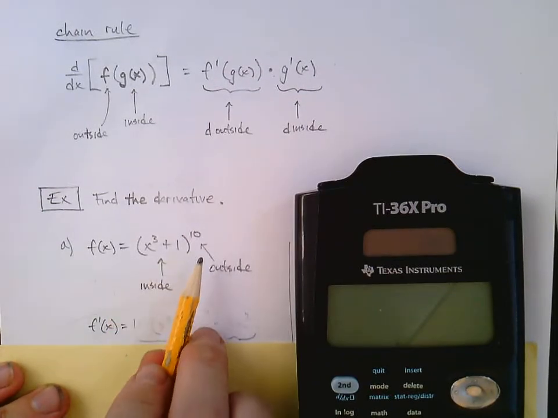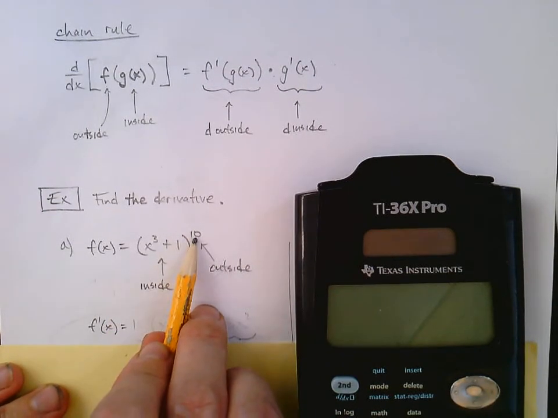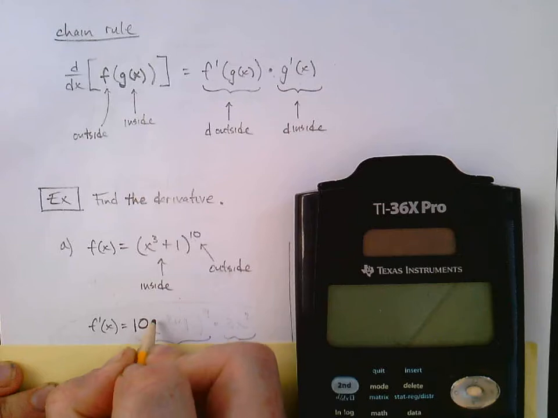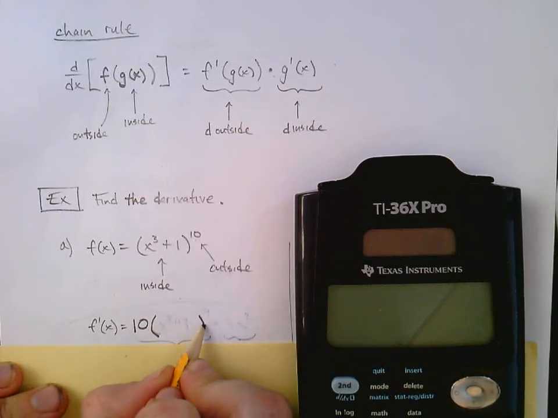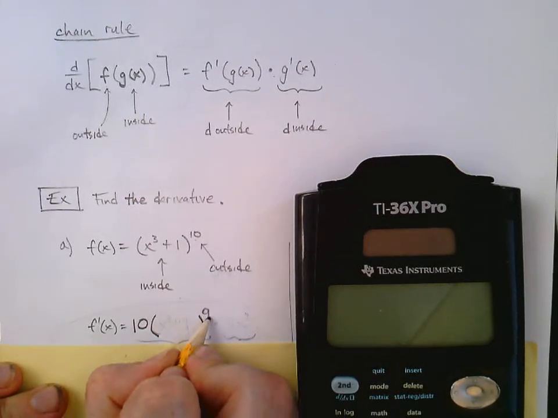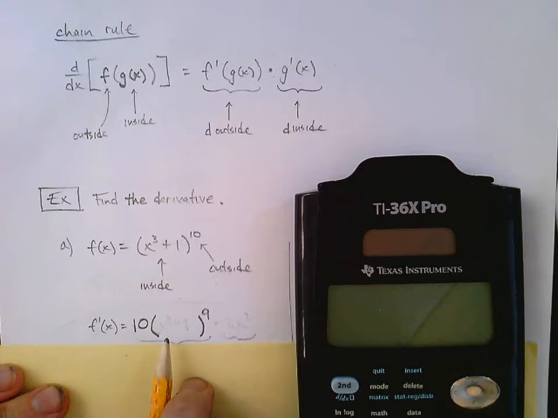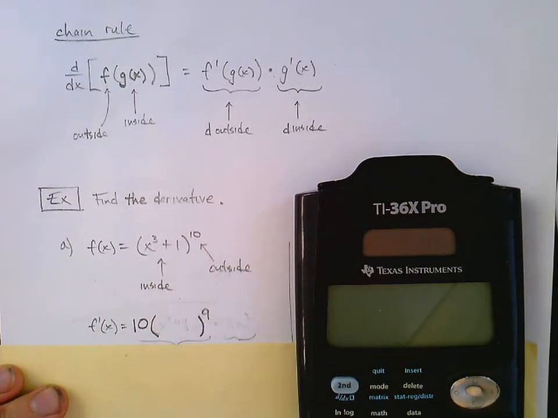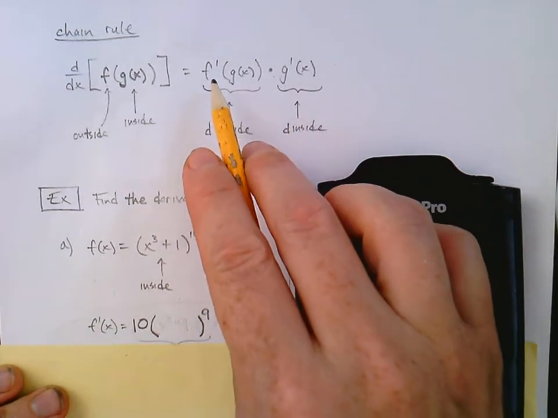So we're going to say, all right, derivative of the outside. So that's the derivative of a 10th power. That means the 10th power comes all the way down in front. And then we'll have these parentheses, and it's going to drop to a 9th power, right? So there's the derivative of the outside. The 10 comes down and it drops to a 9. So that's like the f prime.